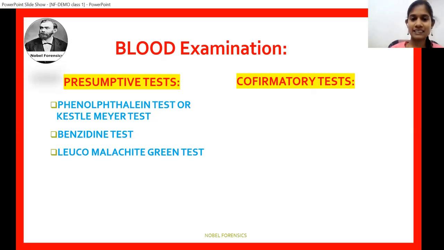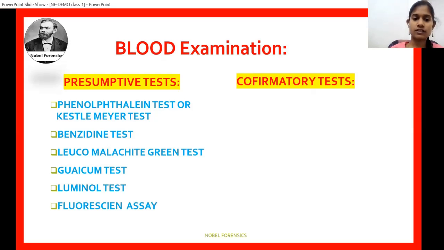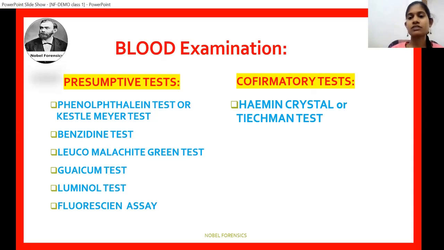Then the leucomalachite green test. It gives a greenish color. Then the guaiacum test. It also gives a deep blue color. Then the luminol test. This is also a preliminary or presumptive test. Then the fluorescein assay. These all are presumptive tests. Then coming to the confirmatory tests, which are crystal tests.